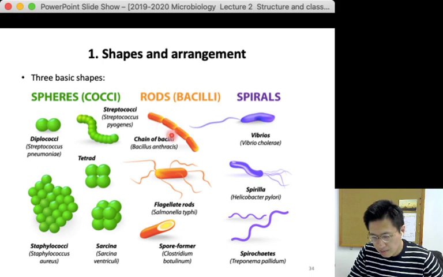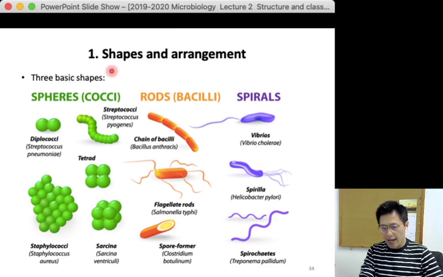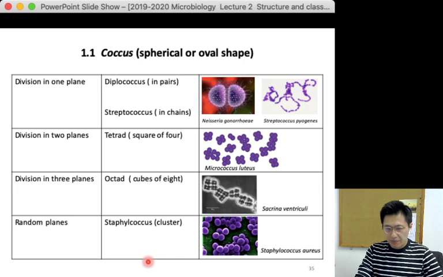And the second one is the bacilli. Bacilli can be a chain of bacilli or a single one, the rods. And finally, spiral, the vibrios. I'll introduce vibrios later. These are the ones that cause diarrhea. So that's about the shapes and arrangement. Clear?